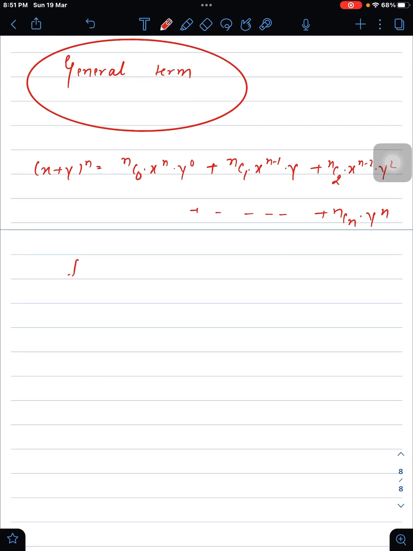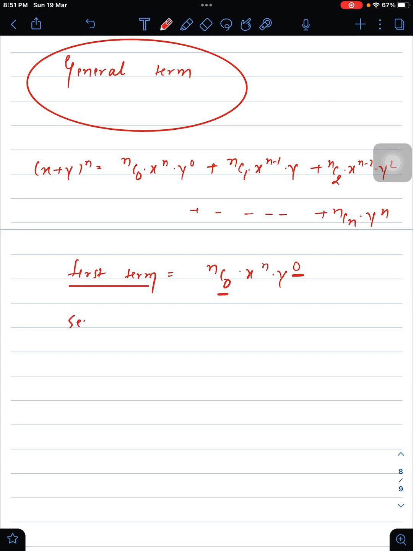Okay, now beta, if I am observing the first term, what is the thing you people must have observed? It is what I have written, nC0 x to the power n y to the power 0. Okay, but look beta, it is the first term, but here I have written 0 and here I have written 0. Are you observing something? No sir, it is not clear. Give us some more detail.